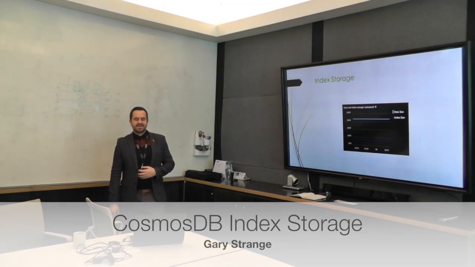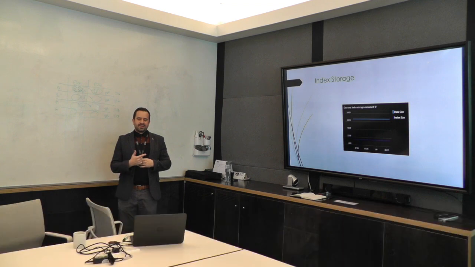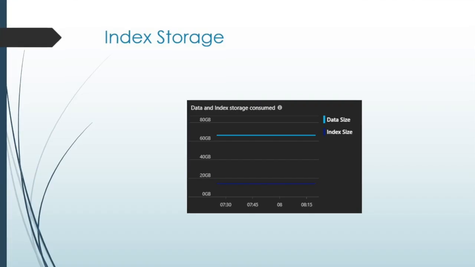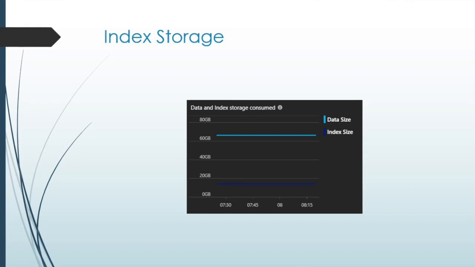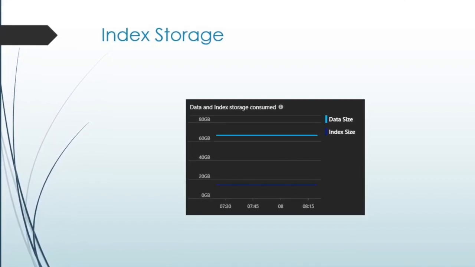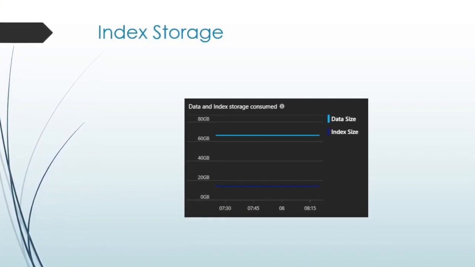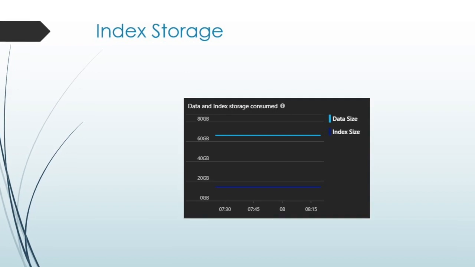Okay. Index storage. So this is a really boring graph, right? This is what you get on the Azure portal when you want to know how much data is in your system. Two blue lines. I don't know why they decided to put it as a line graph, but they did.